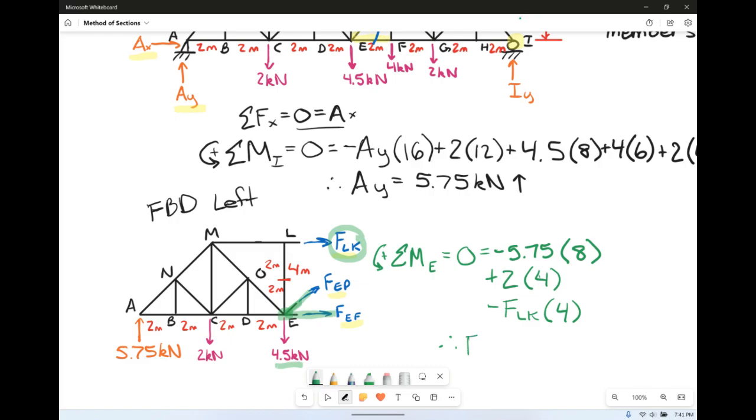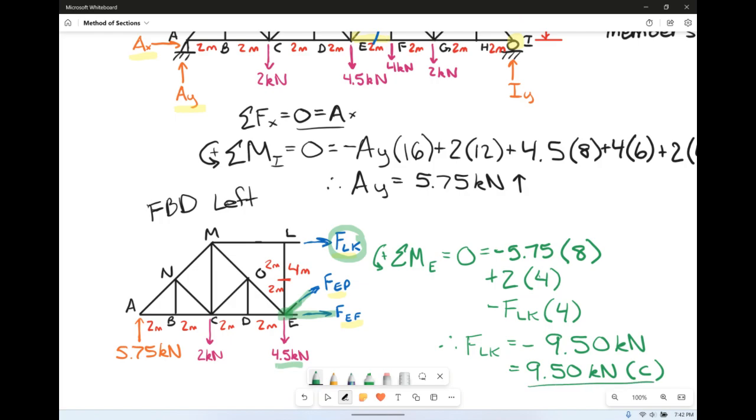So we're going to get that force LK is equal to negative 9.50 kilonewtons. And technically that is 9.5 kilonewtons of compression. Now, you can go through and instantly start by redrawing all of your arrows. I don't recommend doing that, but you could. But technically our final answer is in compression.